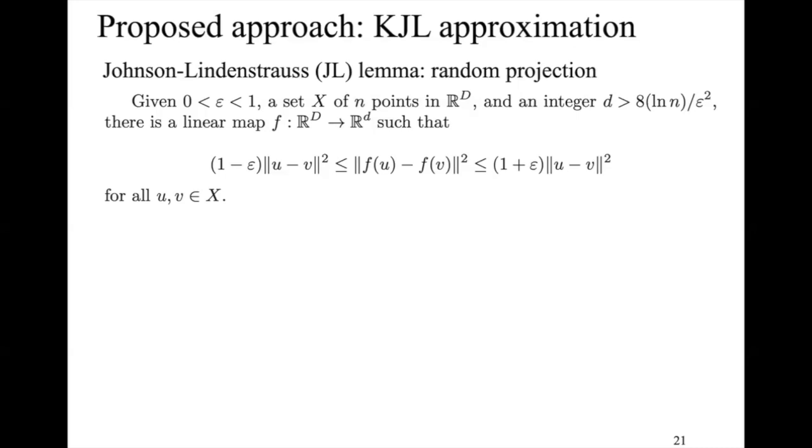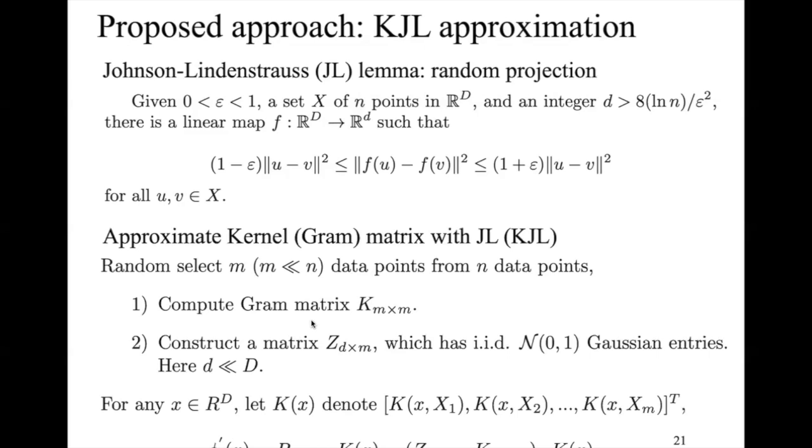This is based on the Johnson-Lindenstrauss lemma. The basic idea is just random projections. The lemma states that for original data points x in R^D space, there are linear maps. We can project any data points in the original space to a lower space, but the distance between any two points is preserved. Based on that, we can approximate the kernel gram matrix with a random projection.